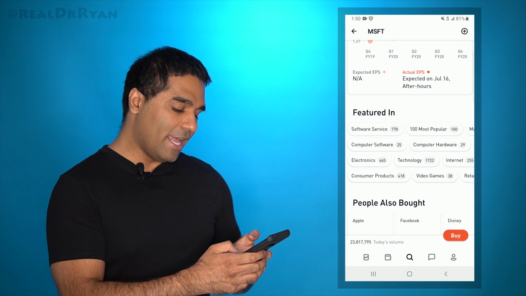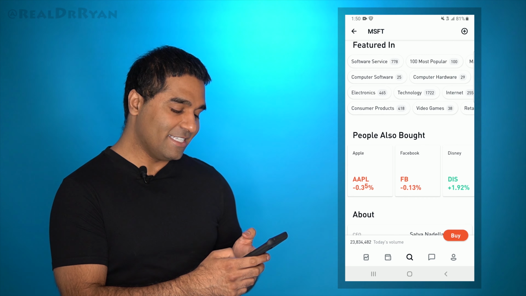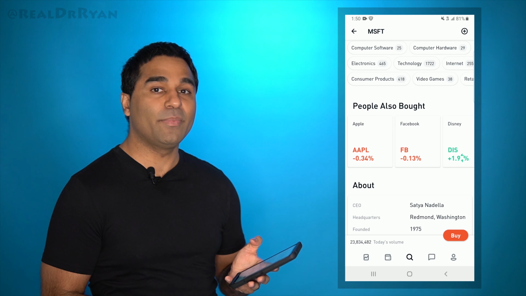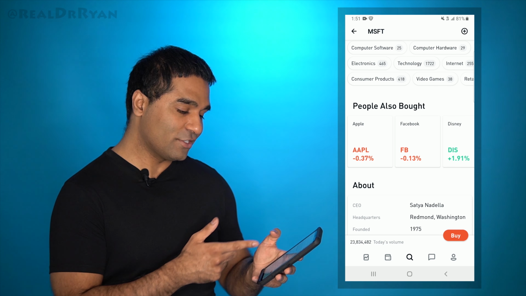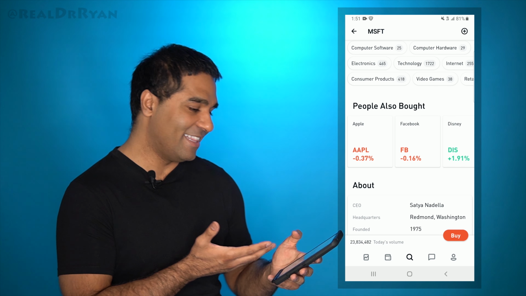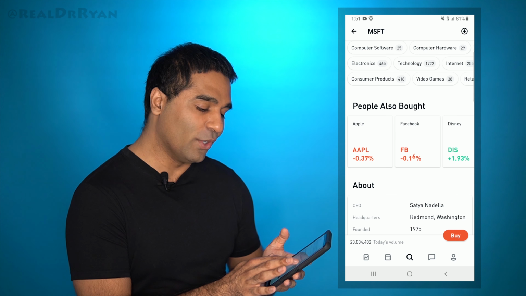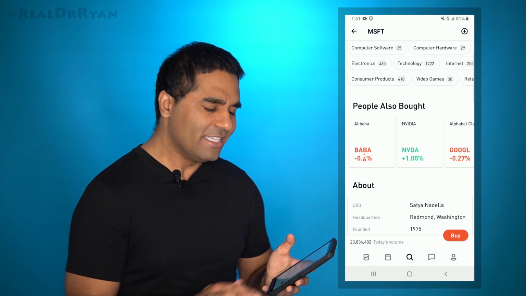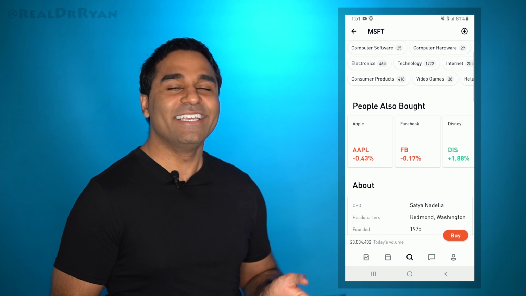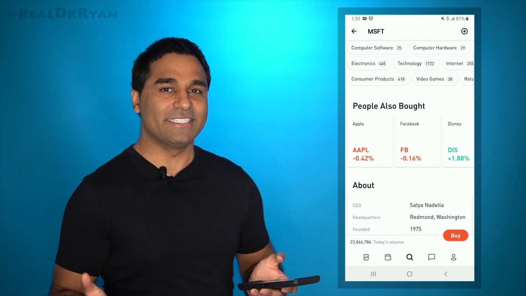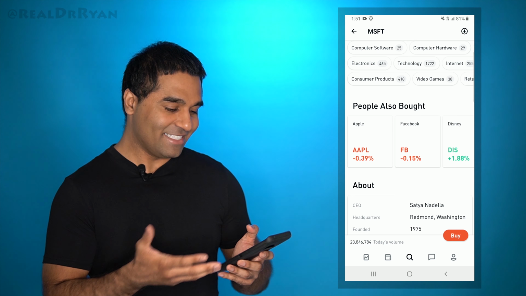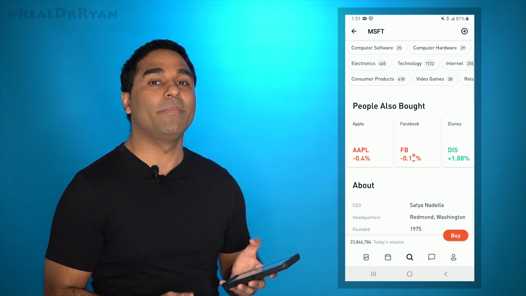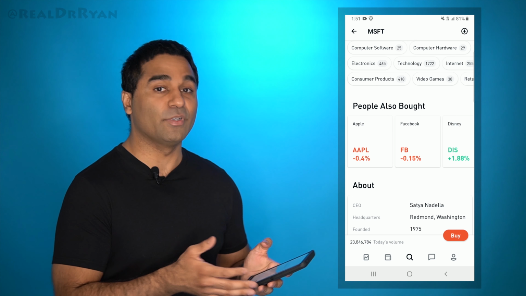The section after that is the people also bought section. This just essentially says that people who looked at Microsoft in this particular example, they also bought Facebook, they bought Disney, they bought Apple. You can scroll through and you can see what they also bought. This is kind of like shopping on Amazon, and you buy something and then it says, well, people also bought this product. And it's the same way on the Robinhood app. They're just telling you what people also bought who bought this particular stock.